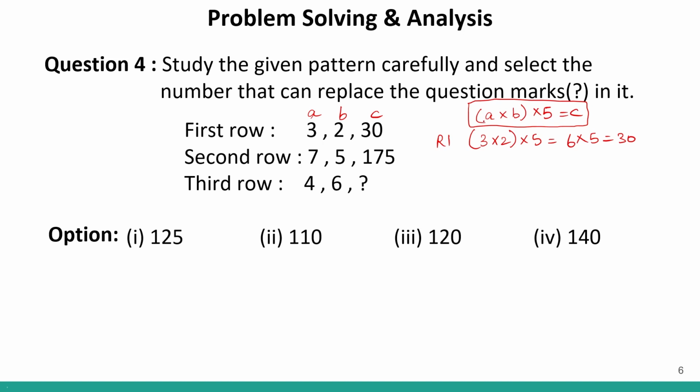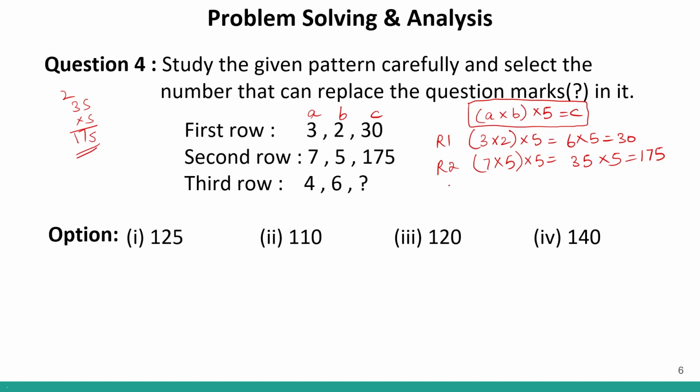Now, let us check if it is true for the second row as well. For the second row, I can see 7 into 5 into 5. So 7 into 5 will be 35. And 35 into 5 will be how much? Let us check. So 35 into 5. 5 5s are 25. 5 3s are 15, 16, 17. So 175. It is true. 35 into 5 is giving me 175. So from the first row, we found out the logic, and row 2 we confirmed.